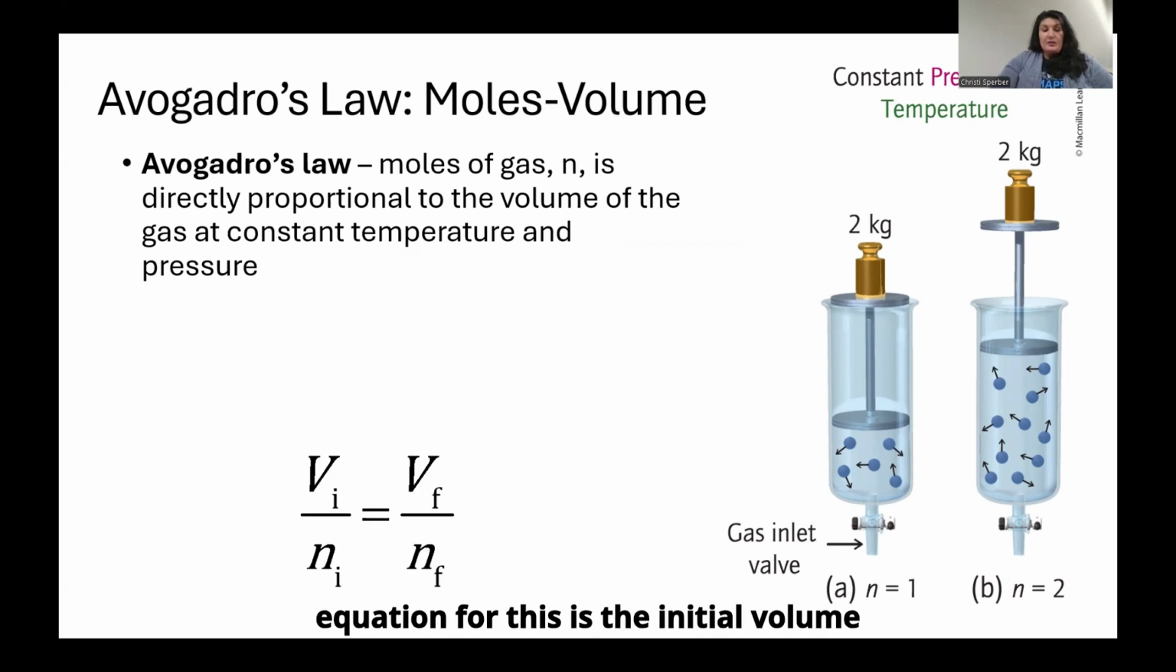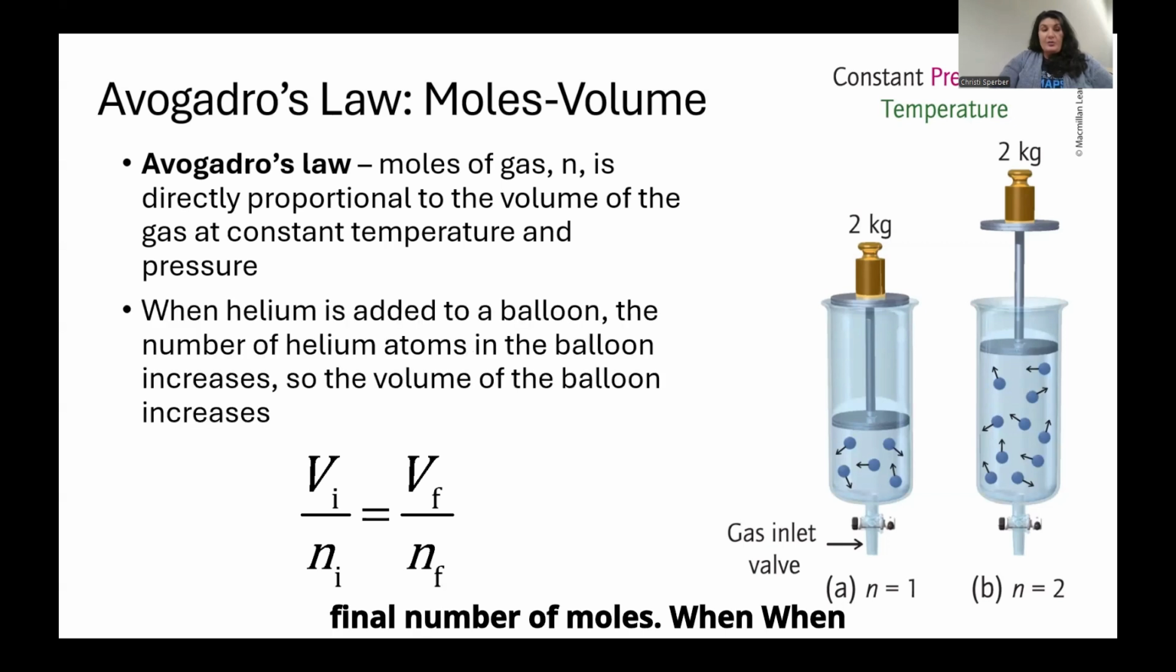The equation for this is the initial volume divided by the initial number of moles is equal to the final volume divided by the final number of moles. When helium is added to a balloon, the number of helium atoms in the balloon increases, so the volume of the balloon increases. When you blow up a balloon, you're blowing in air molecules every time you exhale into the balloon. The more moles of air you're pushing into the balloon, the larger the volume, the bigger the balloon is getting.